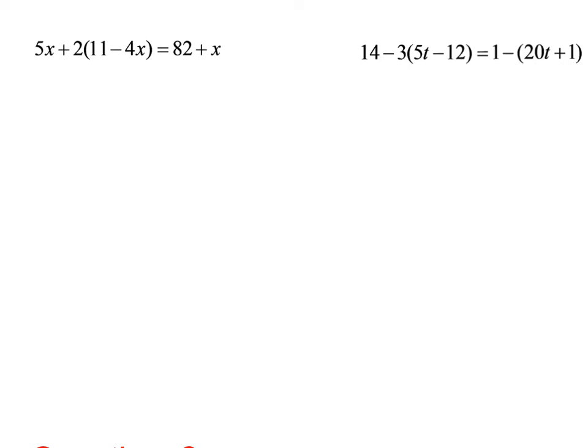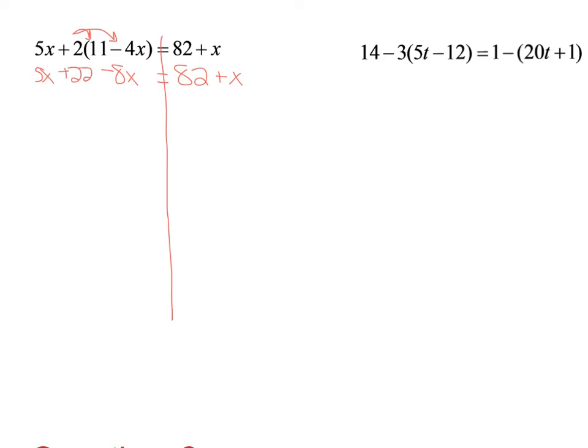This first one, I'm going to draw a line through my equal sign so I keep my left and my right side separate. I look at the left side, I see distributive property, so I'm going to copy the 5x. 2 times 11 is 22. 2 times negative 4x is negative 8x. I look at the right. There's no distributive. There's no combining like terms. I'm just going to copy 82 plus x.